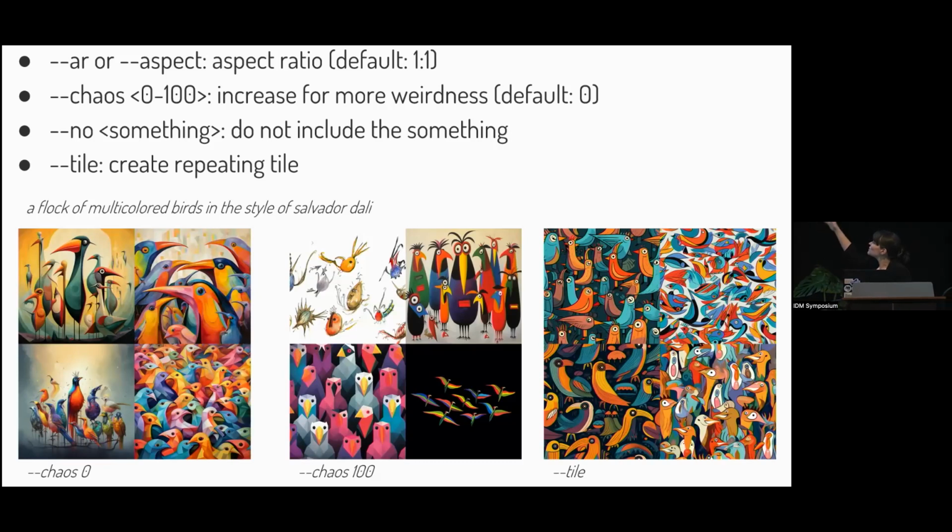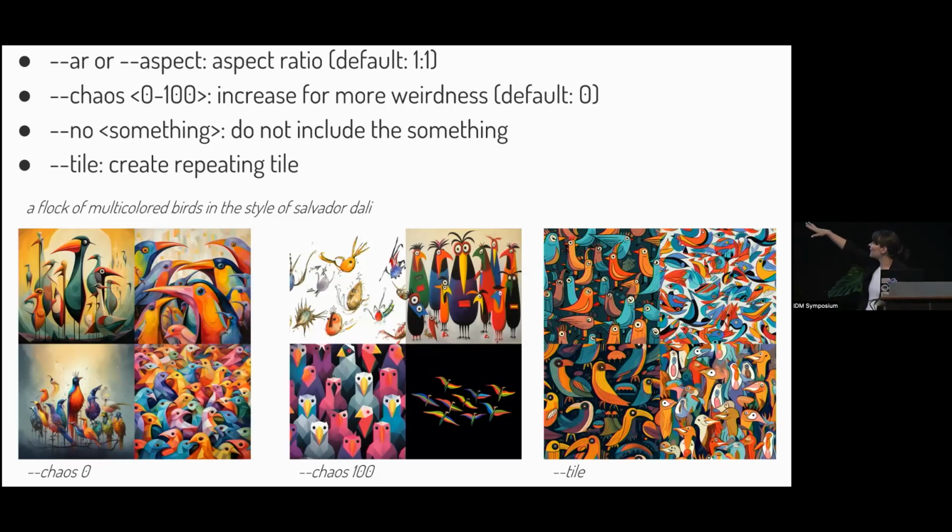But some of the things you can do are aspect ratio. The default is a square, 1:1, but you can change that to be anything you want. One of the parameters that I like is the chaos parameter. The default is 0, and you just dial this up if you want things to get weirder.